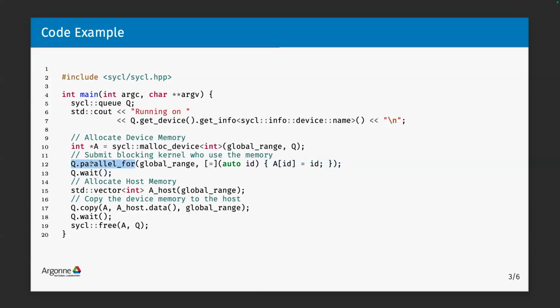I submit. All the submissions are asynchronous, like in CUDA. That means they are non-blocking, right? So you are free to do anything else on the CPU on the side. And then you need to wait. Then you allocate host memory, because I want to copy back the device A to the host. So I allocate my memory, and then I do a queue.copy.